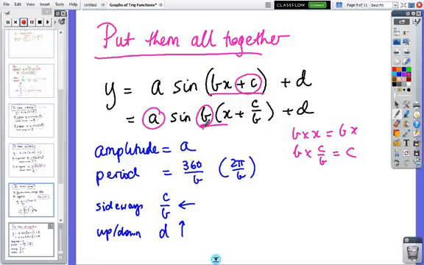The sideways move: I put a plus there, so that's the sideways move, and because it's a positive in the bracket, it's going to go c on b backwards. If I had a minus in the bracket, it'd be c on b forwards. And the up or down is just this last number. So we're going to do a couple of examples, one quite straightforward and one complicated. Copy down when you're ready.